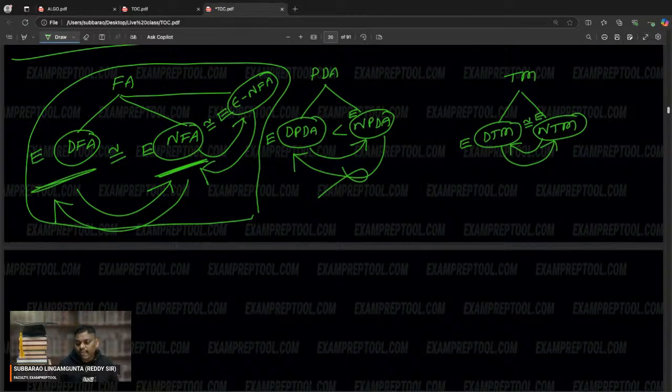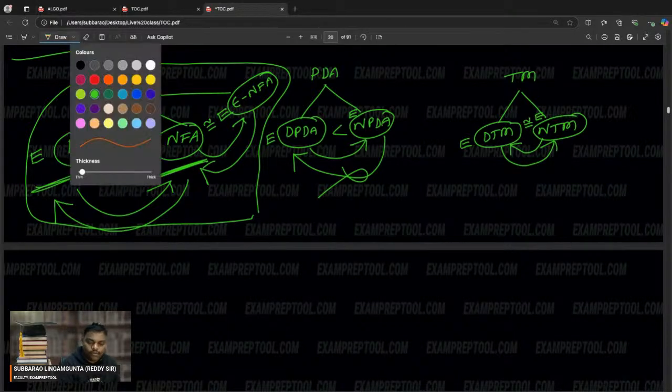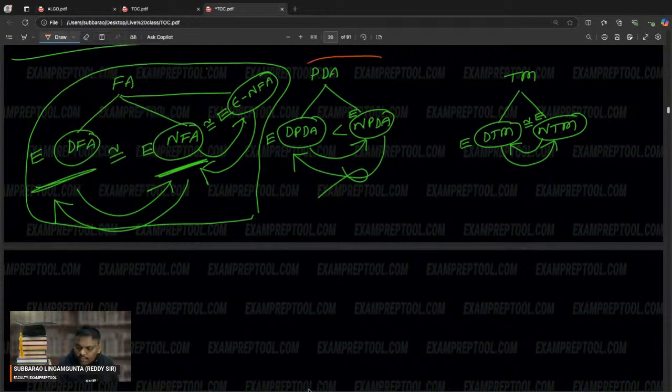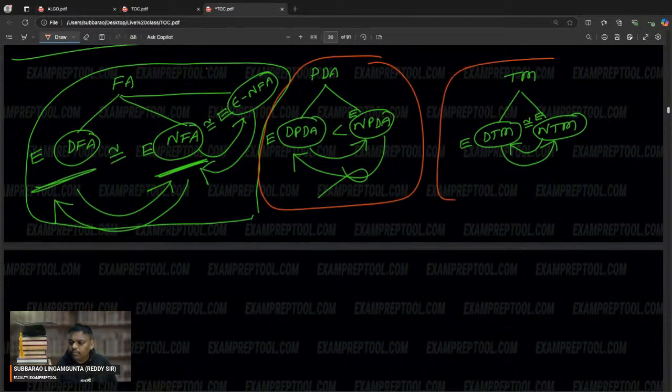DFA is equal to NFA is equal to epsilon NFA. These three are all equal in power. But DPDA and NPDA have more power. DTM and NTM are both the same power. Right? Fine. That is also okay.